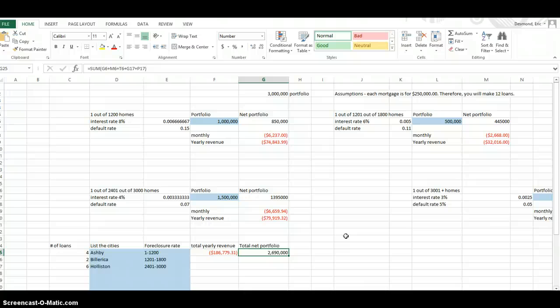So spend some time with this, running different scenarios, and then just submit it to whoever you did the work with, and that's about it.